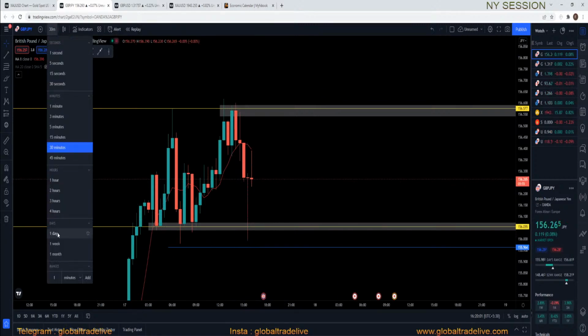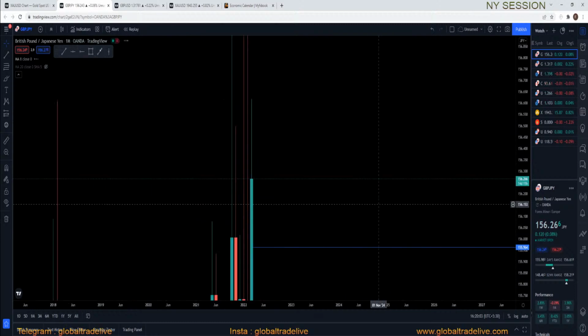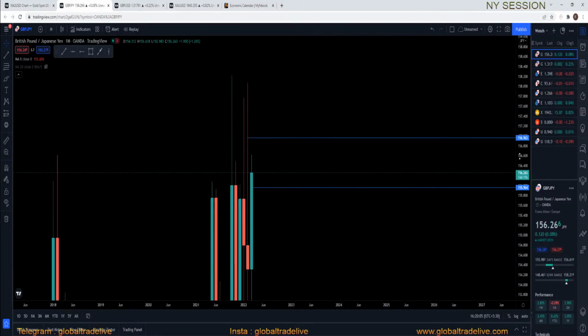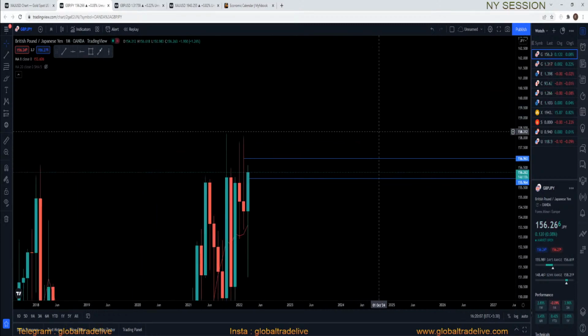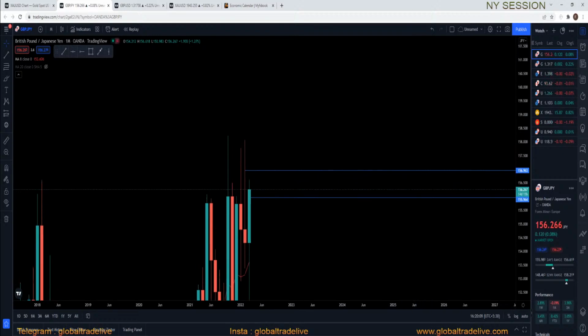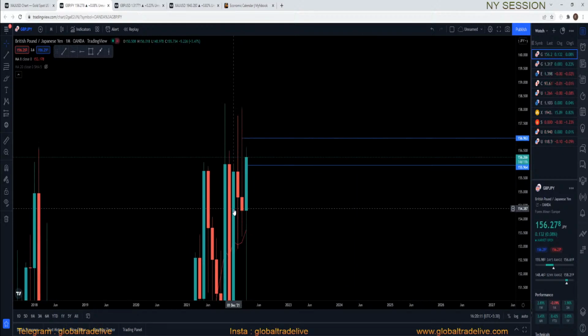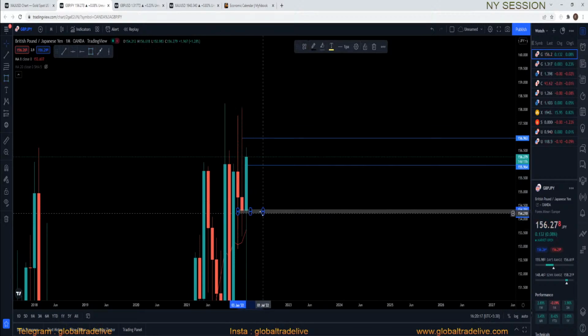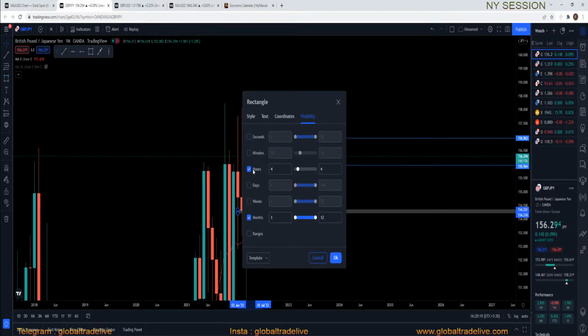Let's just start with the monthly over here. Okay, so this is the monthly, and monthly is moving up with a strong bullish momentum. Strong bullish momentum is there in the monthly, and this is the support formation of the monthly time frame over here.